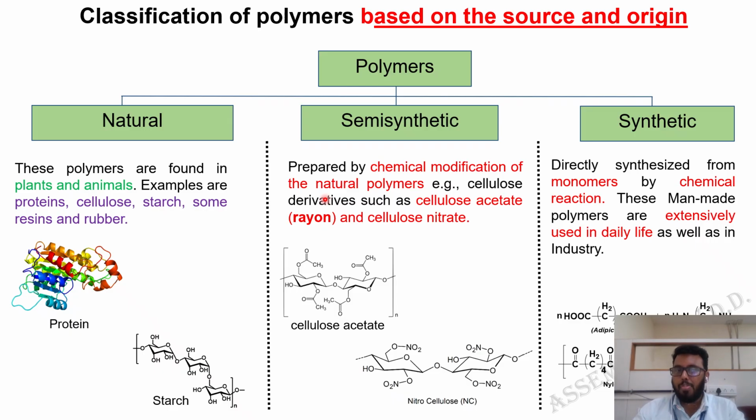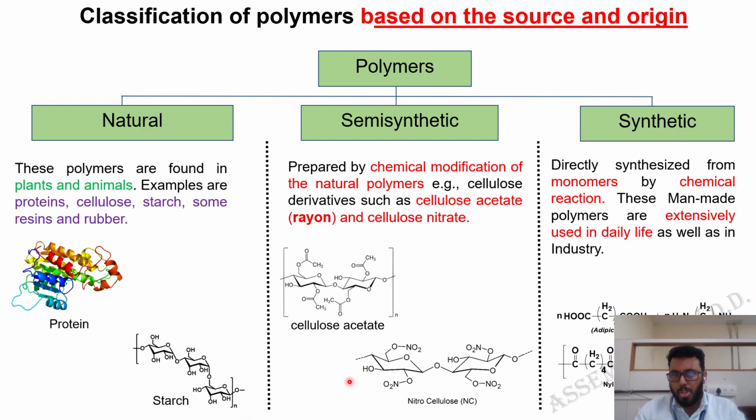And also semi-synthetic, which means it is not naturally prepared, but we can do some chemical modification with the natural polymer. For example, you can take cellulose and do an acetylation reaction, which means you react it with acetic acid and you get cellulose acetate. That is what is called rayon. We use it for fabrics, no? So that is a semi-synthetic polymer. And also cellulose nitrate, or nitrocellulose, where a nitro group is attached.